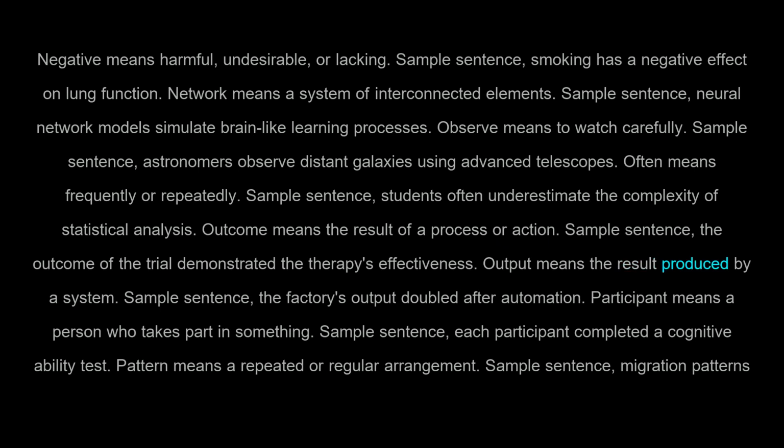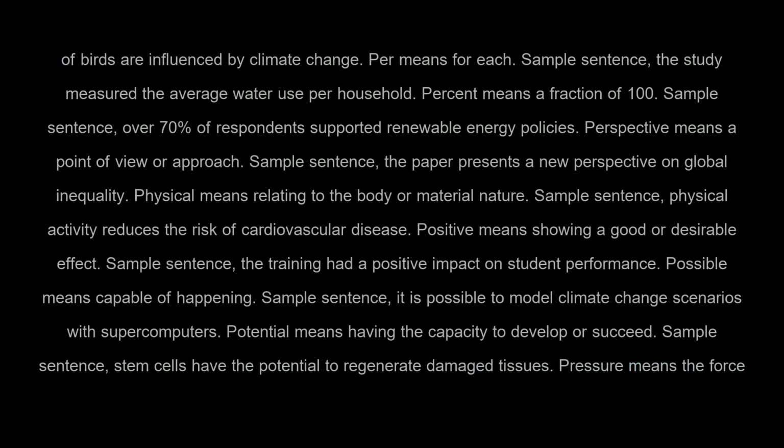Output means the result produced by a system. Sample sentence, the factory's output doubled after automation. Participant means a person who takes part in something. Sample sentence, each participant completed a cognitive ability test. Pattern means a repeated or regular arrangement. Sample sentence, migration patterns of birds are influenced by climate change.